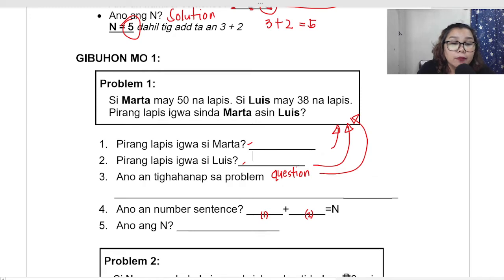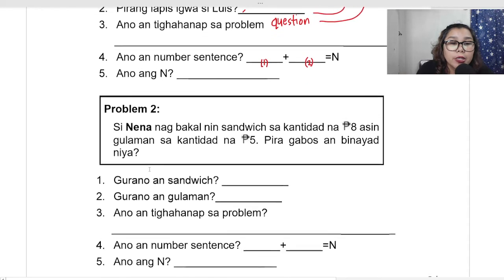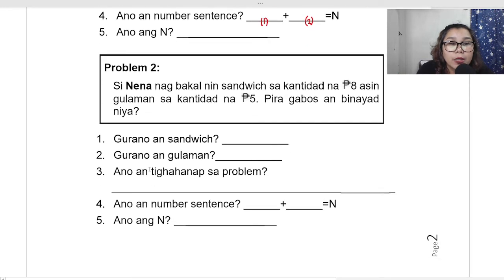And then, this part, okay. So, dito na kayo maglagay. So, because there is enough space on the rightmost, show your solution dito. Paano ba yan gagawin? And then, number 5, ano ang n? This is where you need to put the answer. Okay, so that is what you have to do for problem 1. Pause this part para matapos ang number 1 hanggang number 5. And when you're done, you may proceed with problem 2.